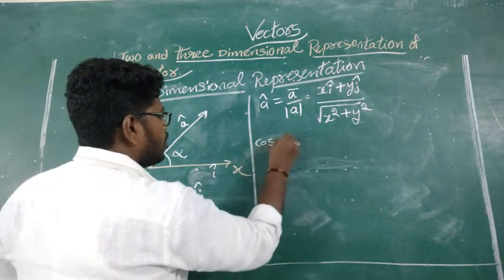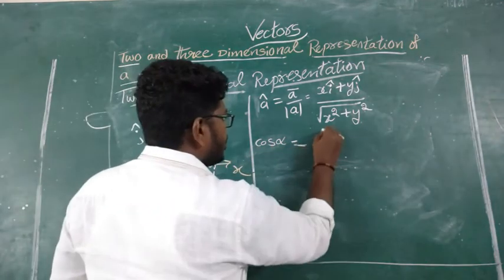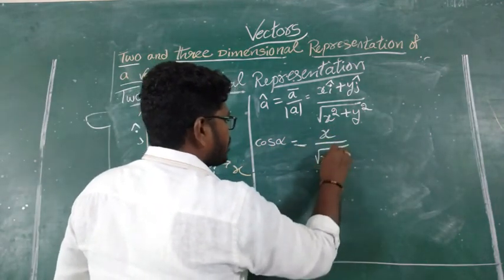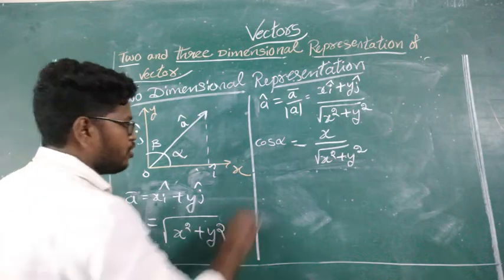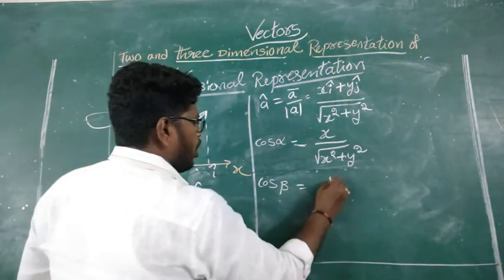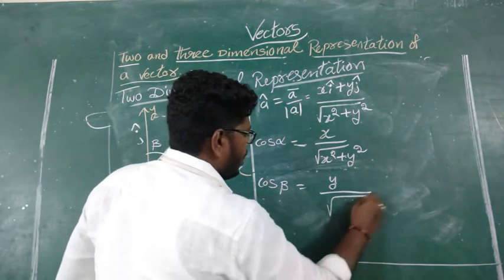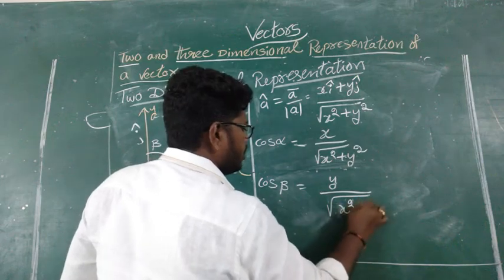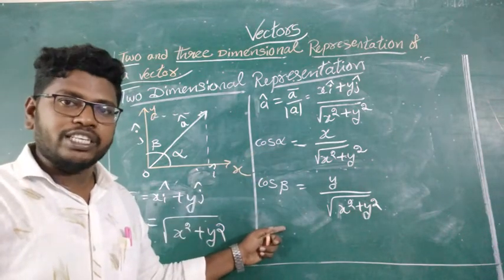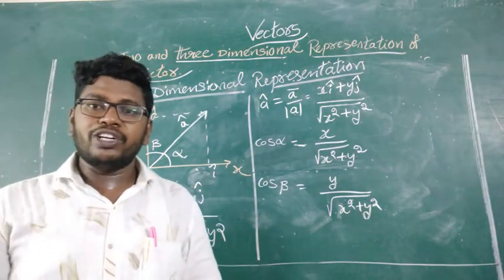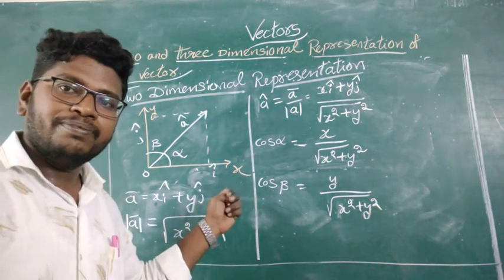So now come to cos alpha. See here, this is adjacent side by hypotenuse. What is it? x by root of x square plus y square. And if you come to cos beta, if you take this side, this is the adjacent side and this is the hypotenuse: y by root of x square plus y square. So this is about the representation of direction cosines. So in this video we discussed the 3D and 2-dimensional representation of a vector. Thank you.